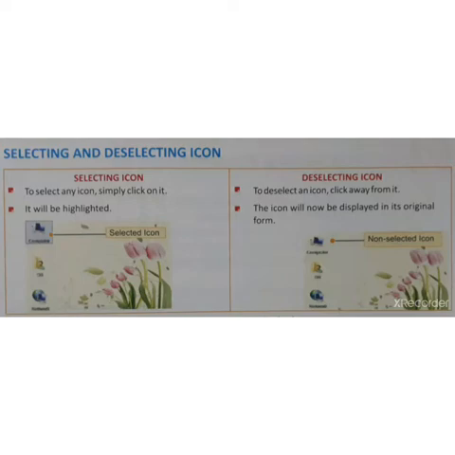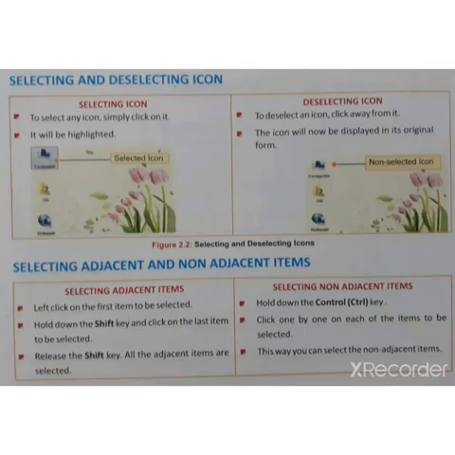Selecting and deselecting icon. First of all, selecting icon. To select any icon, simply click on it. It will be highlighted. Now look here, children. Deselecting icon. To deselect an icon, click away from it. The icon will now be displayed in its original form.